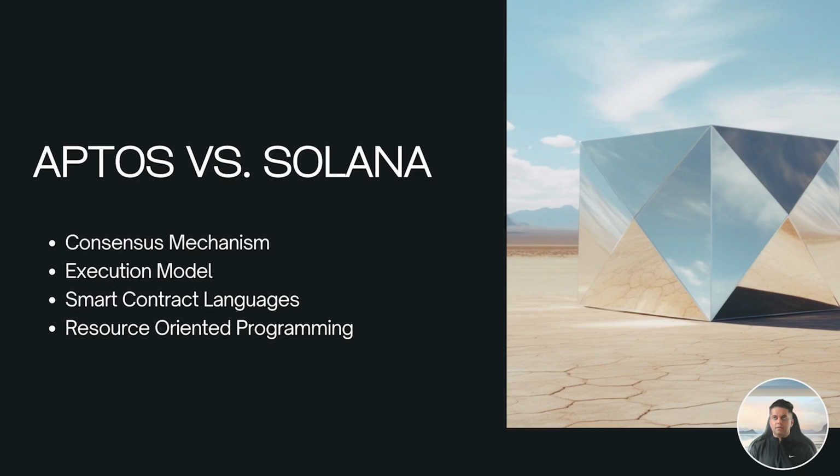Aptos and Solana are both high-performance layer one blockchains, but they differ in several key aspects. Understanding these differences is crucial for Solana developers transitioning to Aptos development. So let's compare them across four categories: consensus mechanism, execution model, smart contract languages, and resource-oriented programming.